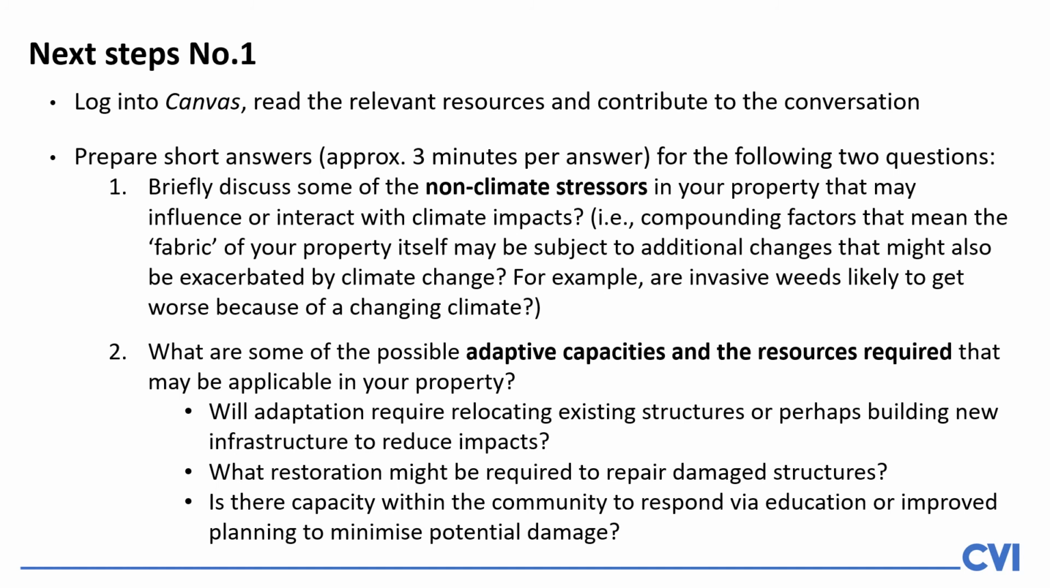For example, are invasive weeds likely to get worse because of changing climate? The second question I'd like you to think about are what are some of the adaptive capacities and the resources you might require in your property? Will adaptation require relocating some of your existing structures, or perhaps building some new infrastructure to reduce impacts? What restoration might be required to repair your damaged structures? And is there capacity within the community to respond either via education or improved planning to minimise potential climate impacts?